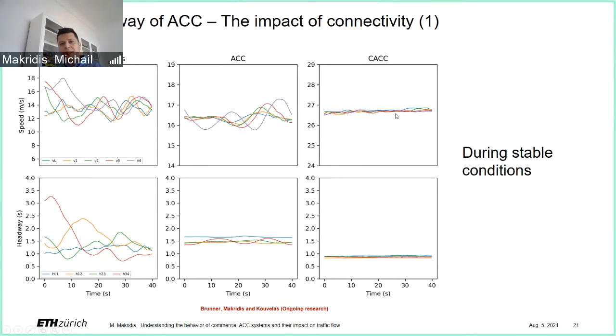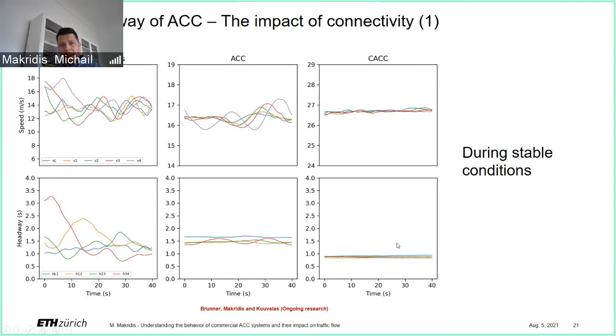And for the CACC, it's similar to this. So CACC, with the additional information, can anticipate the perturbations downstream, but on the plus side, it can also have as an objective to keep a constant headway. That's why you see this reduced variation here.